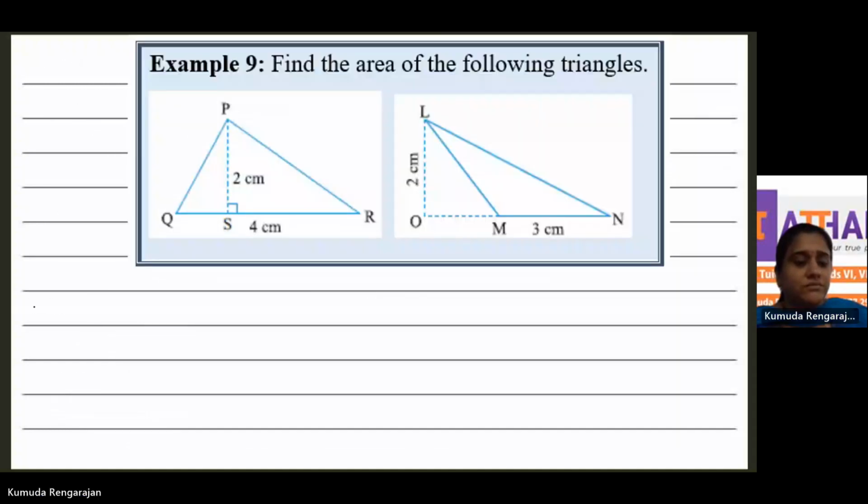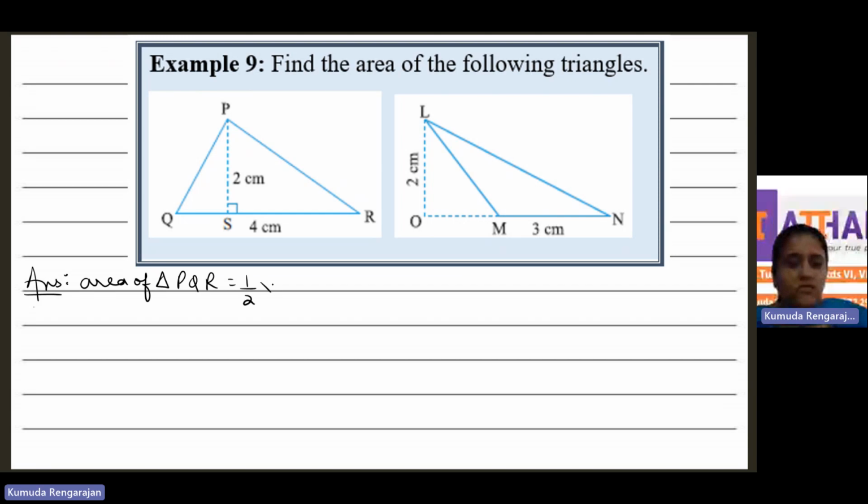First one. So how do you present the answer? Area of, name the triangle. Area of triangle PQR is equal to half into base into height square units. Below that you should write that is equal to half into, what is the base? Name the base. QR is the base, into the altitude. PS is the altitude.